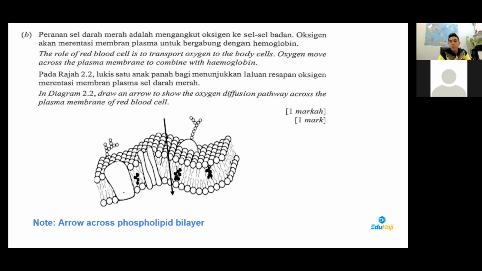So the note that they ask examiners in Selangor to take note of is that the arrow must move across the bilayer. Why? Because it's simple diffusion.